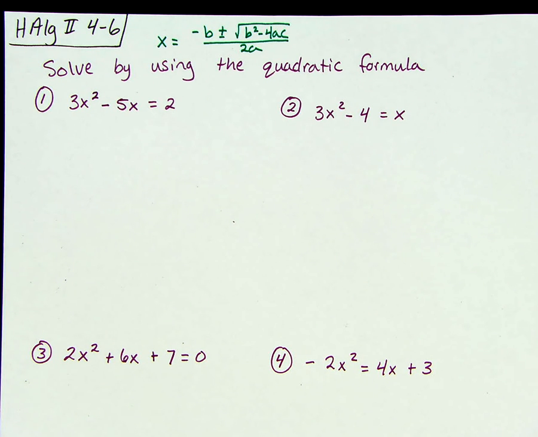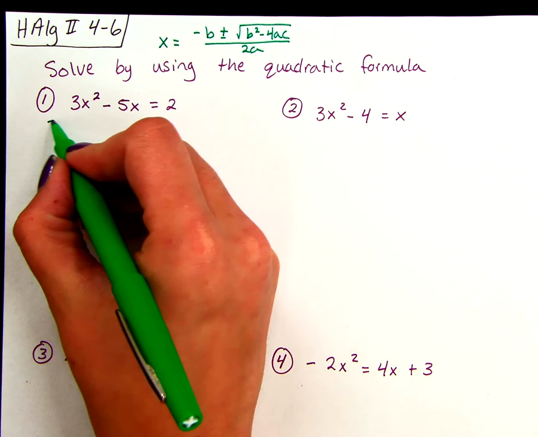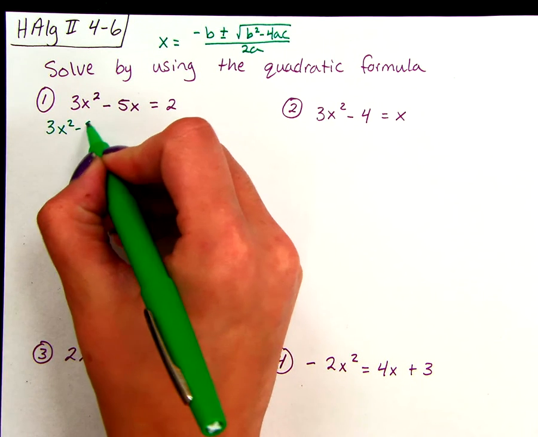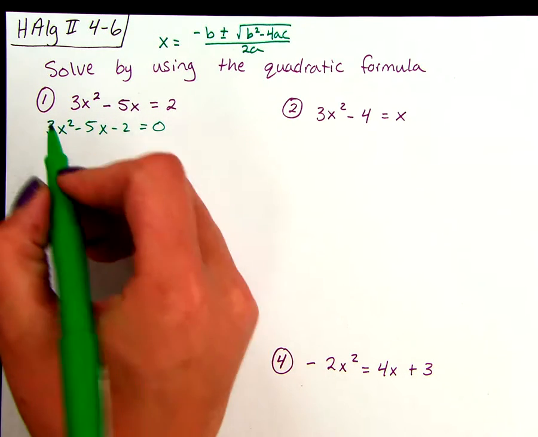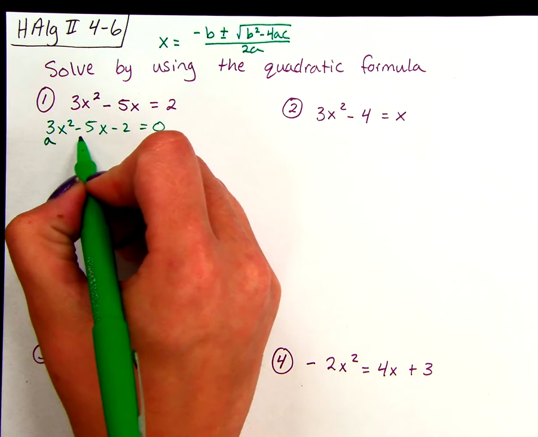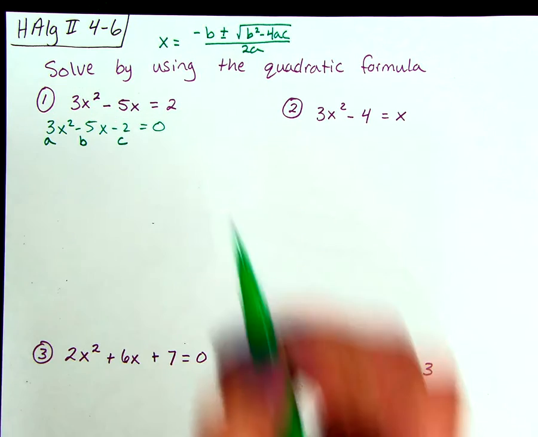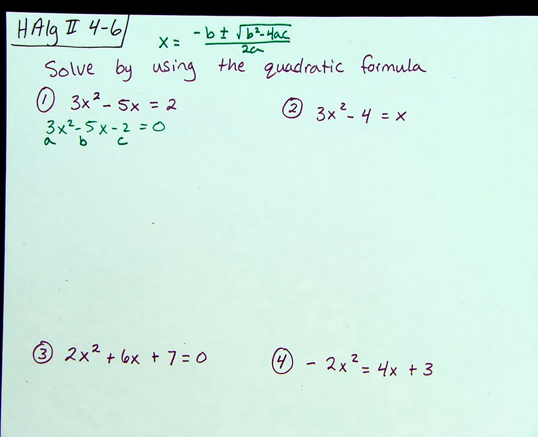So before we start solving, we have to move everything to the same side so that it's equal to 0. So for the first problem, we're going to start by subtracting 2. So we have 3x squared minus 5x minus 2 equals 0. Okay. So when I'm looking at this, 3 is a, negative 5 is b, and negative 2 is c. So I'm just going to substitute those into the formula and simplify.